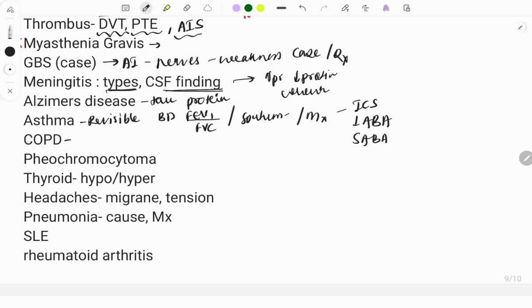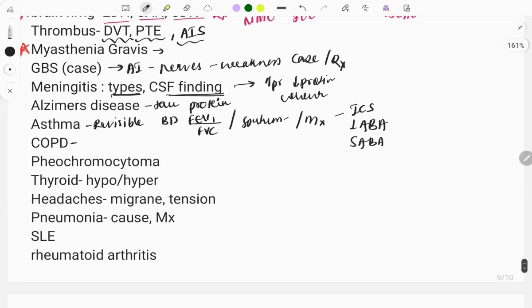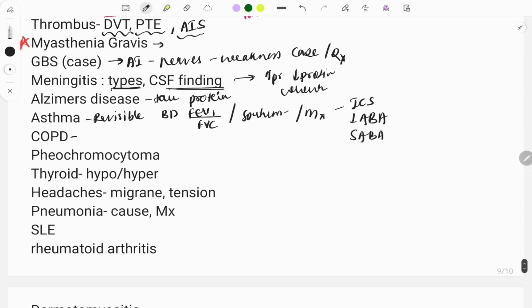Then moving on to the COPD. From the COPD, questions are mainly asked like a clinical case. They will be saying that a patient comes to the emergency with shortness of breath, and they will give that after the bronchodilator, the FEV1 by FVC ratio will not increase. And the COPD is an irreversible airway obstruction.